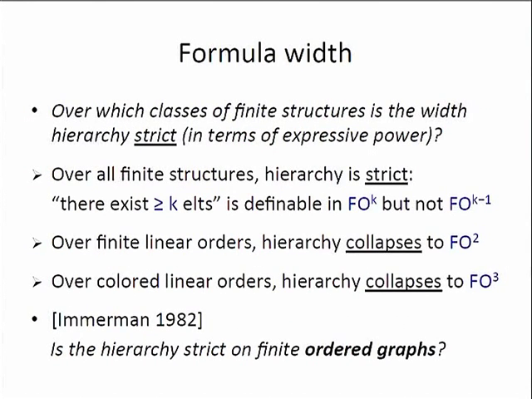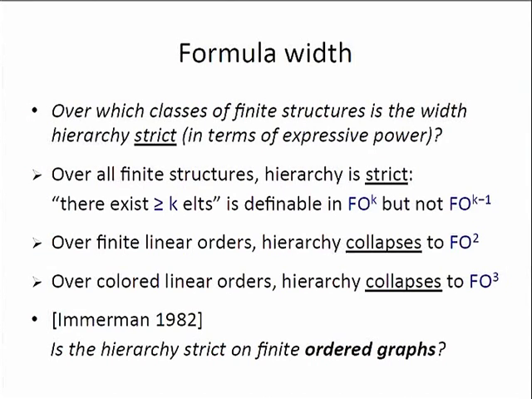So the basic question that people have considered is, over which classes of finite structures is this width hierarchy, this number of variables hierarchy, strict in terms of expressive power? So just for example, if we're concerned with the class of all finite structures, then it's easy to see that the width hierarchy is strict in terms of expressive power, because the sentence "there exist at least k elements", the universe has size at least k, is something we can express by a width k formula, by a formula with k variables, but not by a formula with smaller width.